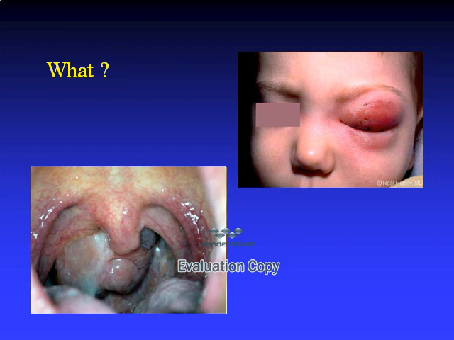So, by inspection, what can we see in the right picture? Yes, this is bruising and edema of the eyelids.